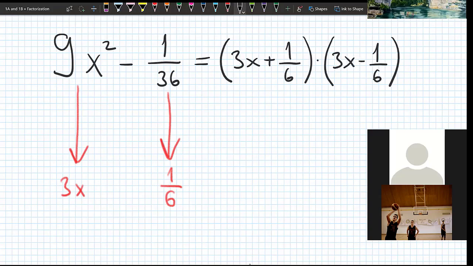So 9x squared minus 1 over 36. We have a difference of two squares. So we may factorize them. The square root of 9x squared is 3x. The square root of 1 over 36 is 1 over 6. And we wrote the factorized form. That's it.